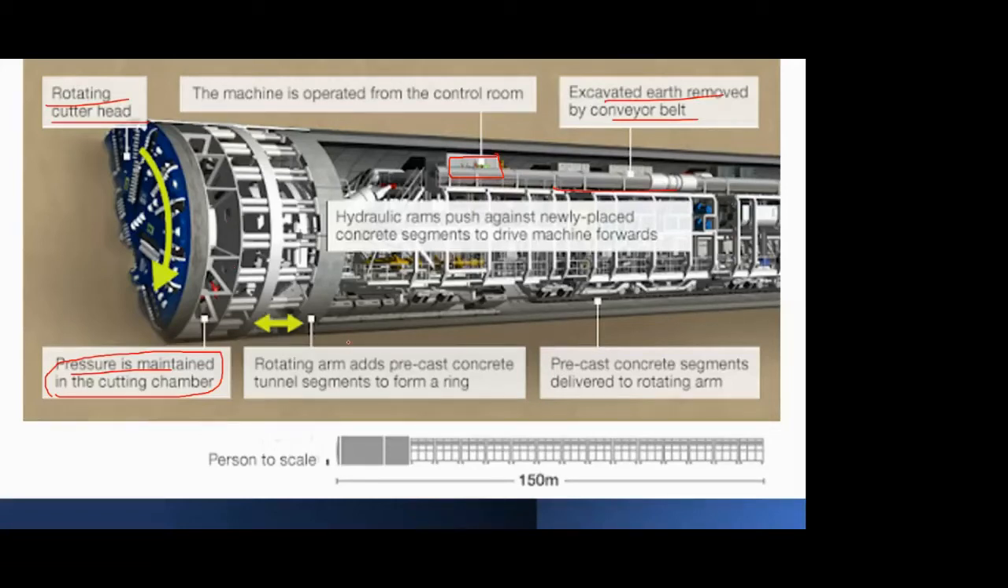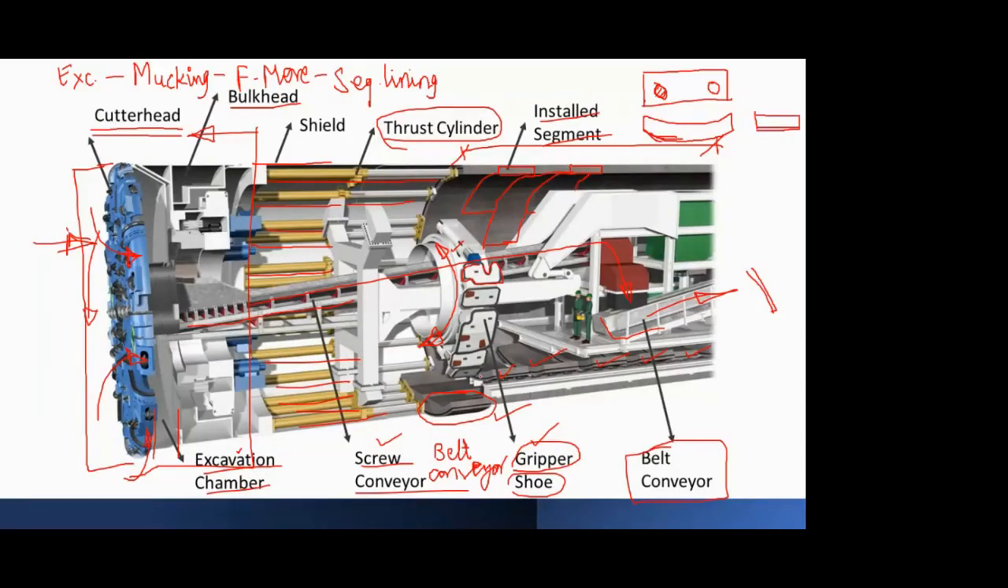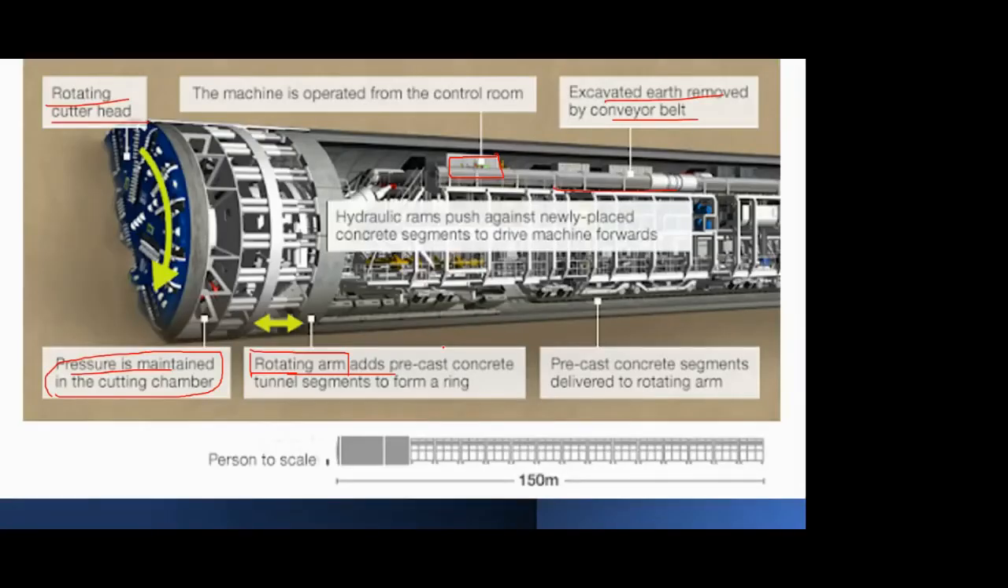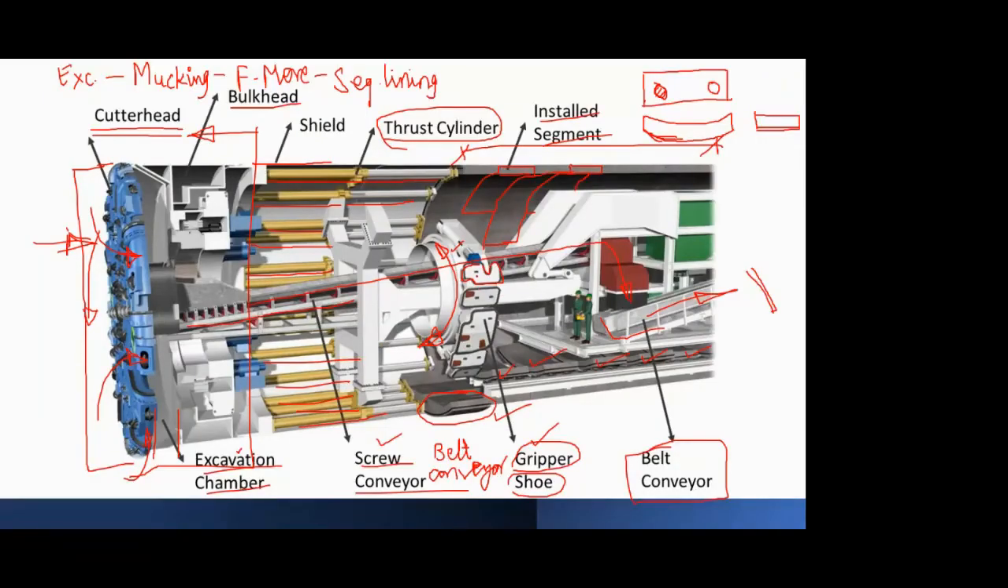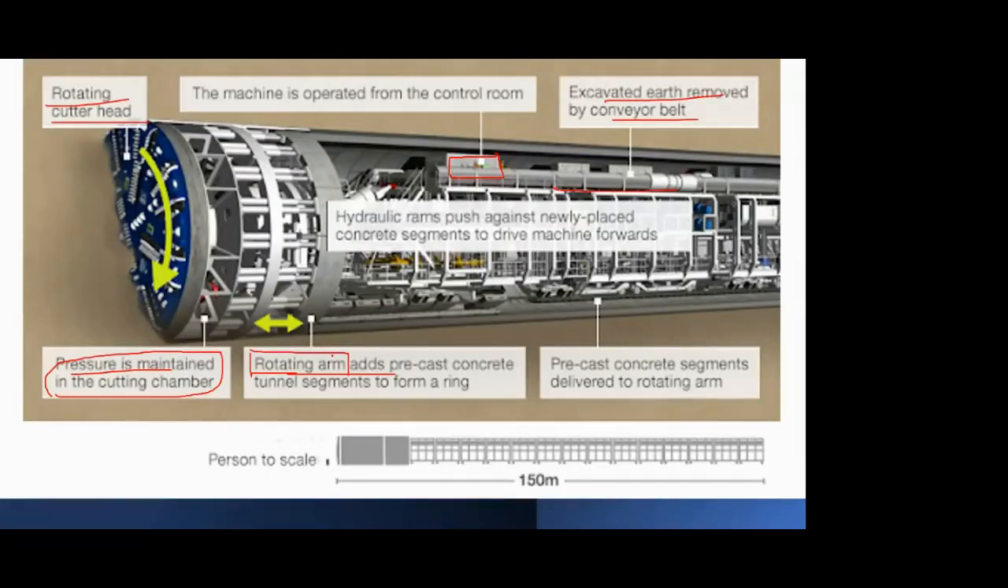And then the rotating arm. Again, the terms are different for different makes or different kinds of TBM, but the meaning is the same. This rotating arm is nothing but the gripper shoe. They have just used a different terminology. The gripper shoe is the actual thing which grips or holds the segment for a moment, and then your rotating arm rotates that shoe and places it. So the rotating arm adds the precast concrete tunnel segments to form a ring. I have explained this.